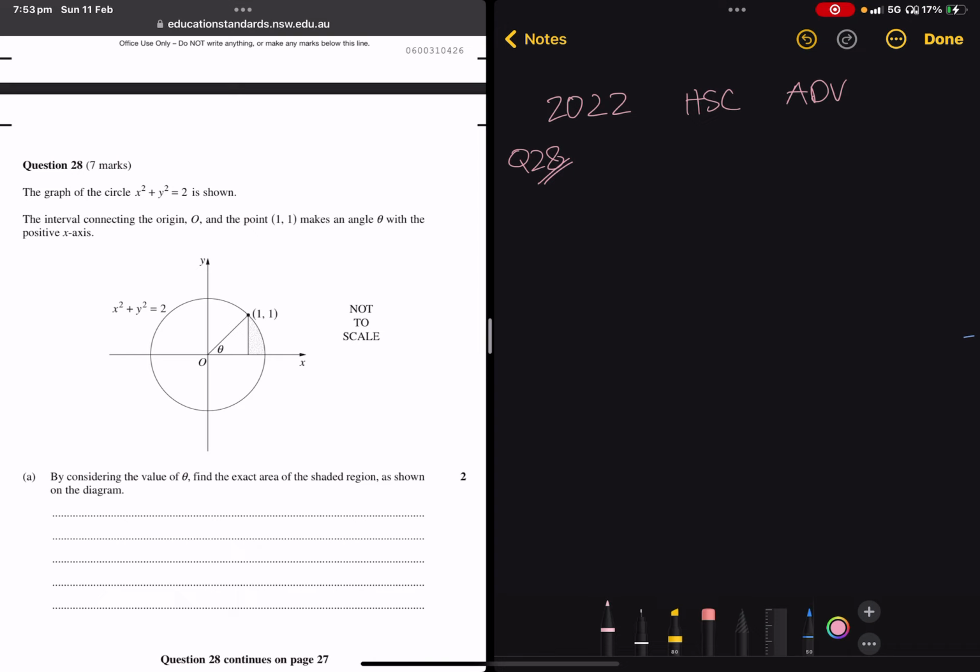So we're told the graph of the circle is shown. The interval connecting the origin and the point (1,1) makes an angle theta with the positive x-axis. By considering the value of theta, find the exact area of the shaded region as shown by the diagram. So in order for that line to connect the origin and the point (1,1), theta must be 45. So to begin with, we know theta has to be 45.